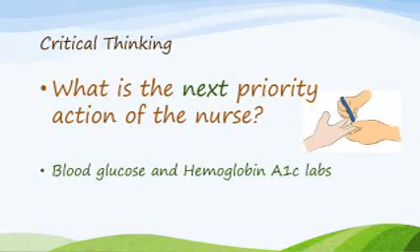So what is the next priority of the nurse? The nurse should obtain orders to draw labs for blood glucose levels and hemoglobin A1C to get a better picture of the patient's current glucose levels and also a snapshot of the patient's history.